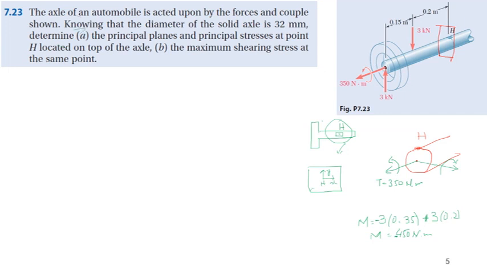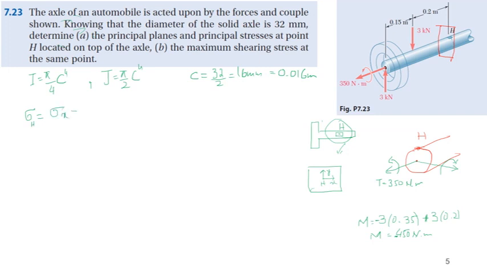So if we calculate I and J, I will be pi by 4 c to the fourth, and J will be pi by 2 c to the fourth. And over here c is the radius of the shaft, so that will be 32 divided by 2, 16 millimeter, or we can write 0.016 meter.